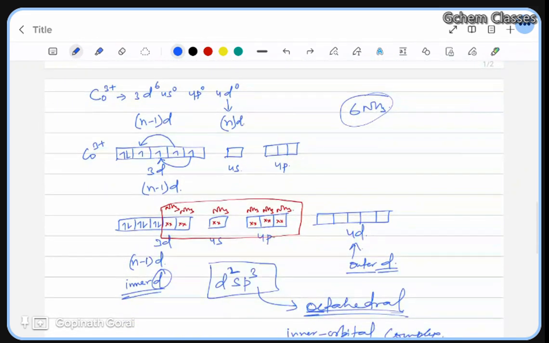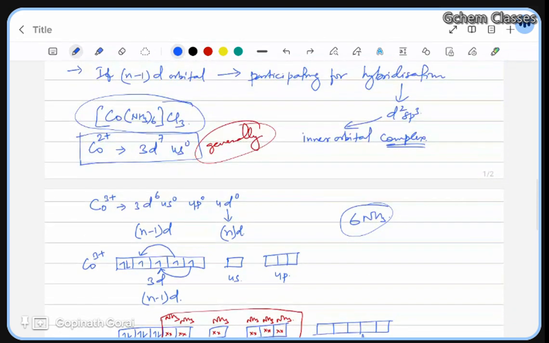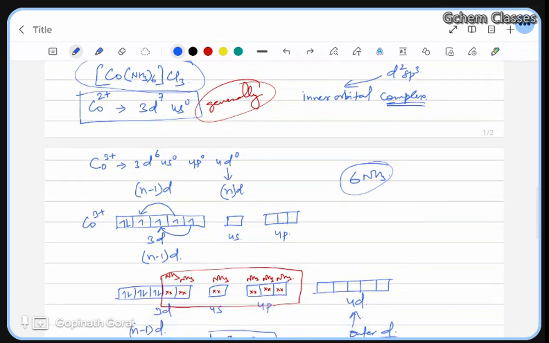You first have to find the oxidation number. Step one is finding the oxidation number. Based on the oxidation number, you write the number of d electrons. Then you see the ligand, whether it is a strong field ligand or a weak field ligand. If it is a strong field ligand, you have to pair up the electrons. If it is a weak field ligand, there is no need for pairing up. If cyano or carbonyl is there, these are strong field ligands. NH3 is not a strong field ligand in general, but with cobalt in the +3 oxidation state, NH3 will act as a strong field ligand. If cobalt is in the +2 oxidation state, NH3 will act as a weak field ligand, meaning pairing won't happen.